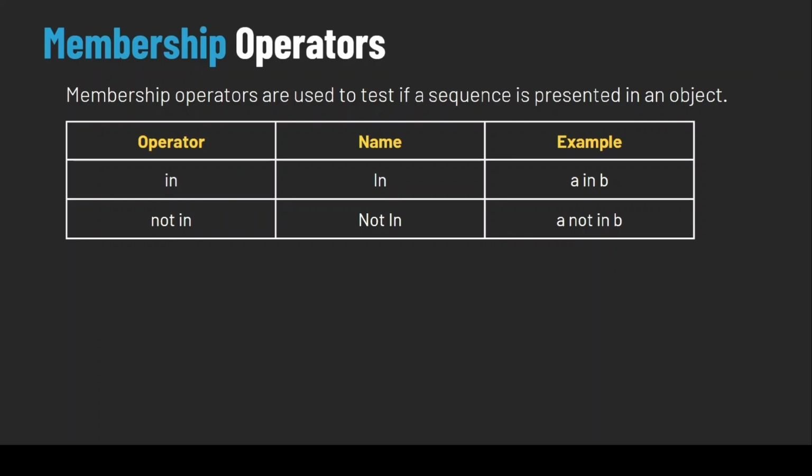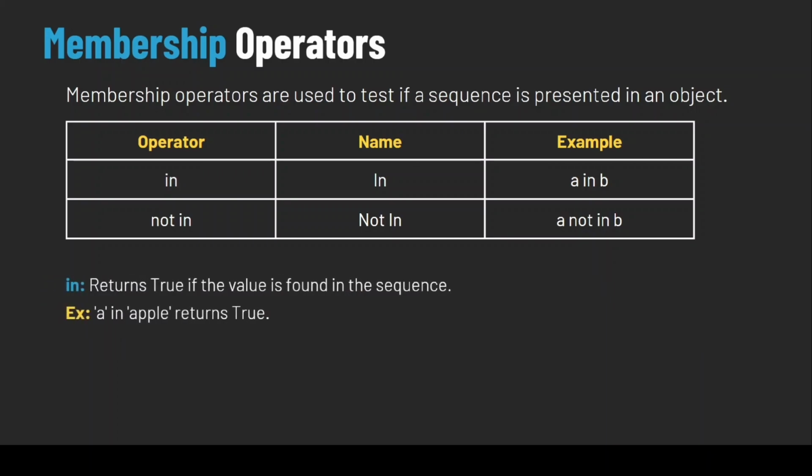Now last is membership operator. Membership operators are used to test if a value is present in a sequence like list, string or tuple. There are two membership operators. First, in operator. The in operator checks if a specific value is present within a sequence like list, string or tuple. It returns true if the value is found.